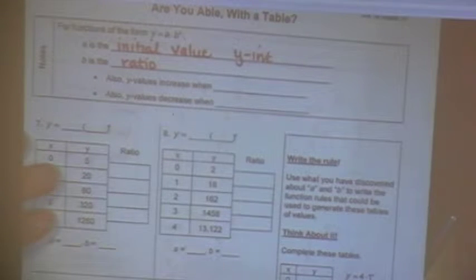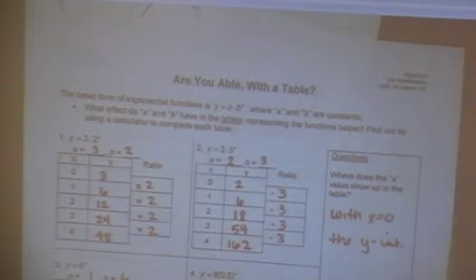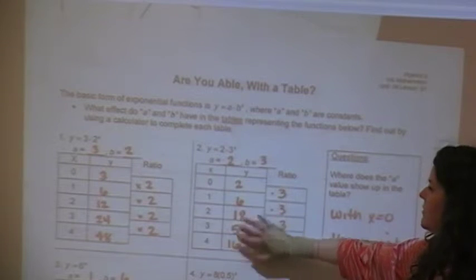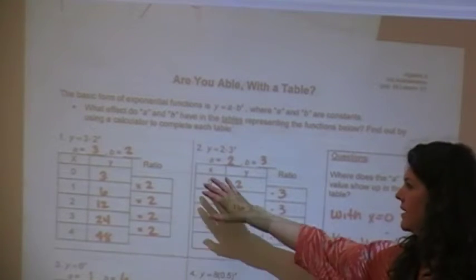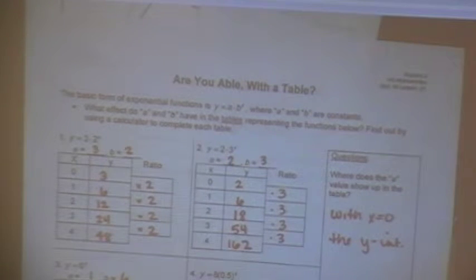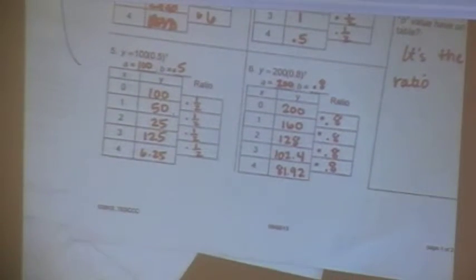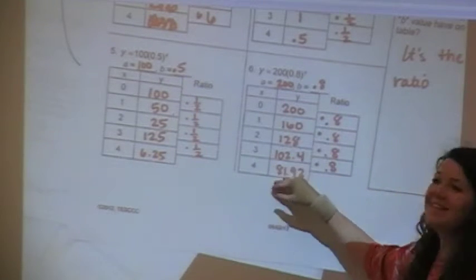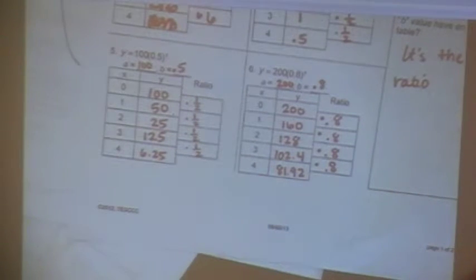Now, y values increase when, well, let's look at it. If we look over here on this page, at the top two, my y values are increasing. 3, 6, 12, 24, these are getting bigger. 2, 6, 18, these are getting bigger. So they're increasing. And then on these, 5 and 6, my y values are decreasing. They're getting smaller. What's the difference? What's causing that? The ratio is below 1.